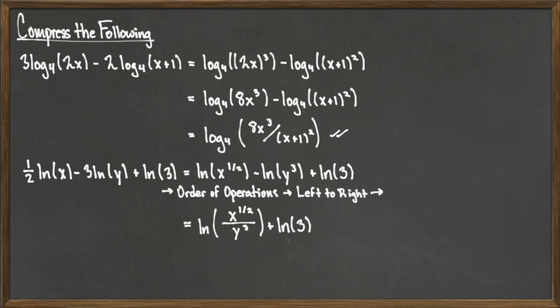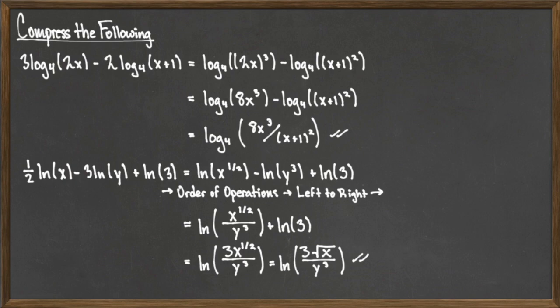I've only got one more operation to take care of, and I'm going to combine these two terms using the product rule because I see a plus. Thus, I'm going to get a final answer of the natural log of 3 times the square root of x divided by y cubed, and we're done. This log is fully compressed into a single logarithmic expression.